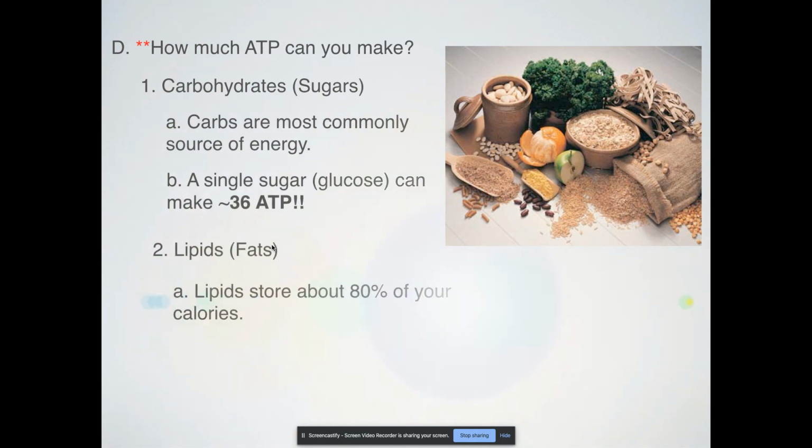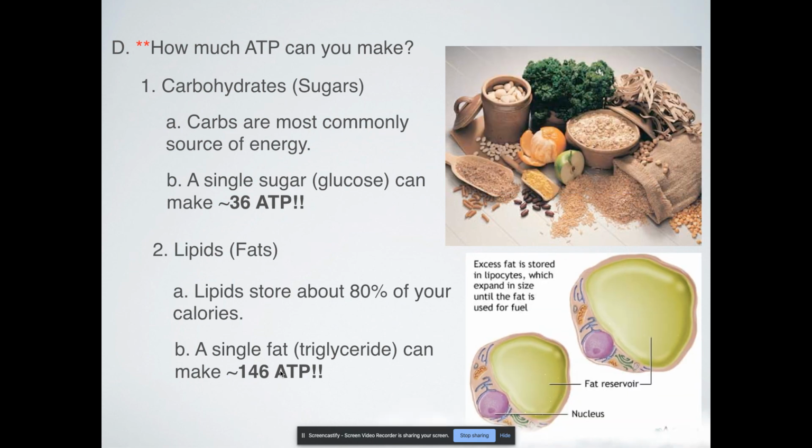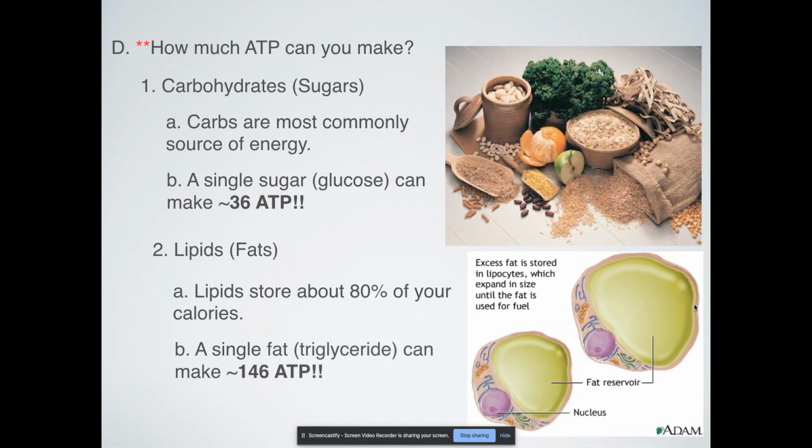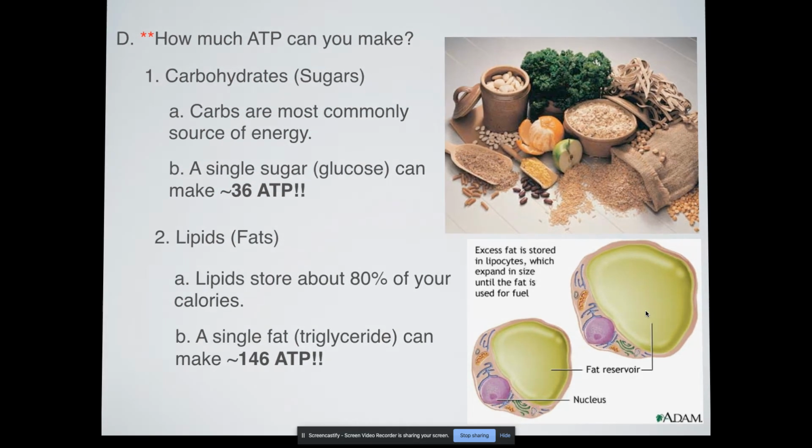Lipids, fats. Lipids store about 80% of your calories. And a single fat, or in this case, we're talking about a triglyceride, makes about 146 ATP. Here's a lipocyte. Here's a vacuole that's basically filled with fat that you use for backup storage, just in case you ever don't have enough energy.